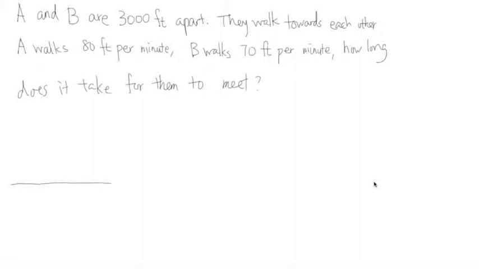Hi, in this video, we are going to talk about the so-called encounter problem. The typical setting is you have two people, like in this example, who walk or ride a bicycle or drive towards each other. And the question will be, how long does it take for them to meet?